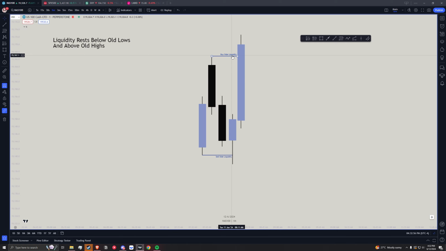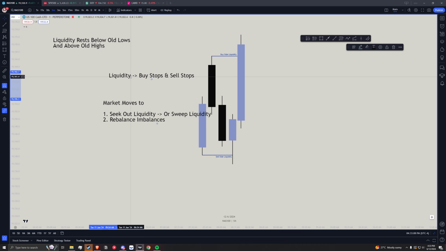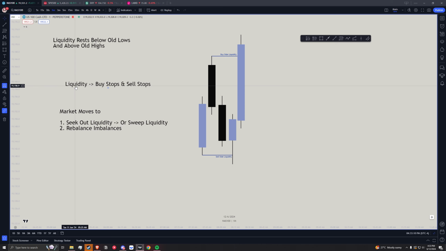And you may be wondering, why is this called buy side liquidity and why is this called sell side liquidity? When we're buying the market, we want price to go up, and when we're selling the market, we want price to go down. So why is this sell side liquidity? Why is this buy side liquidity? Well, liquidity is buy stops and sell stops.